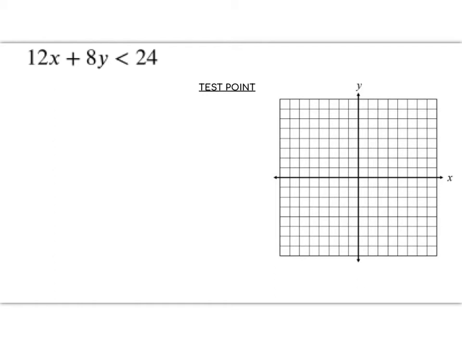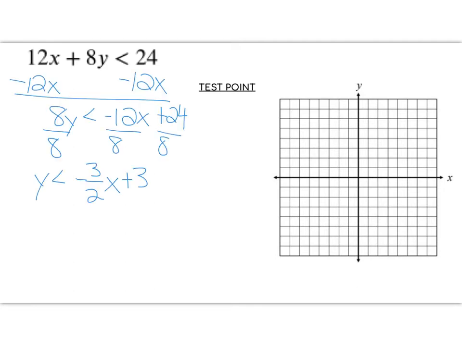Next, I have the equation 12x plus 8y is less than 24. So I want you to try to convert this to slope-intercept form, and then check it with a video and let's see how you do. I subtracted 12x from both sides, and then I divided every term by 8. I got y is less than negative 12/8, which simplifies to negative 3/2 because 4 goes into both of those. So negative 3/2 x, and then 24 divided by 8 equals 3.